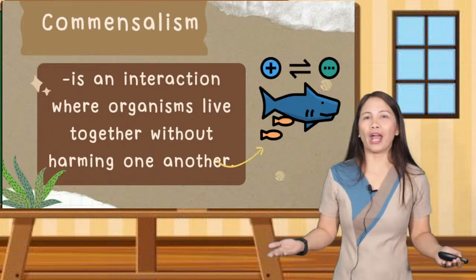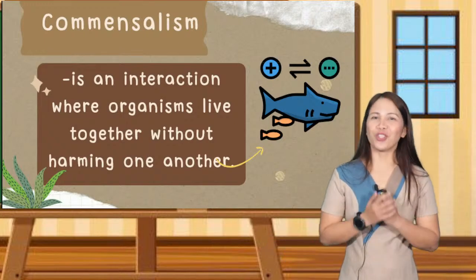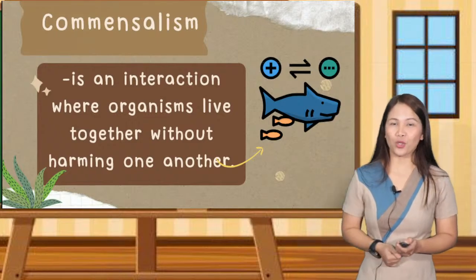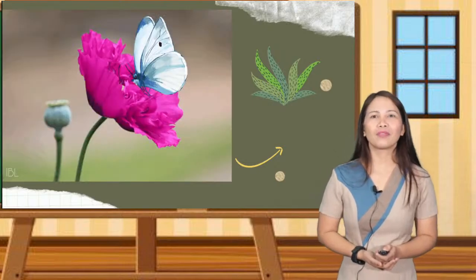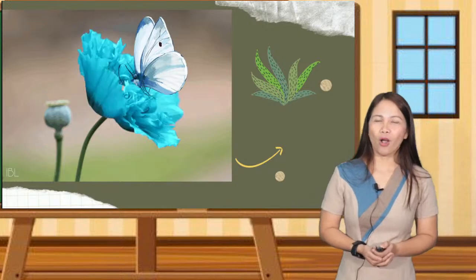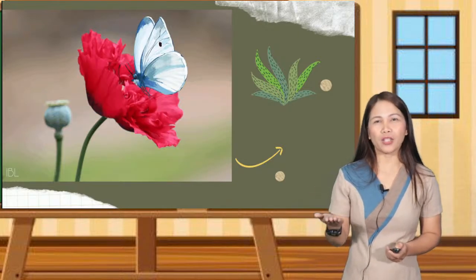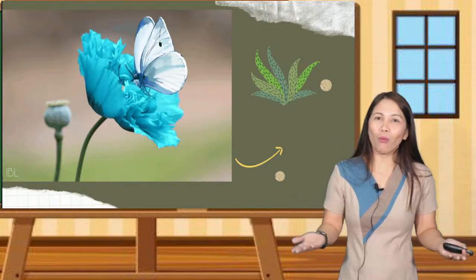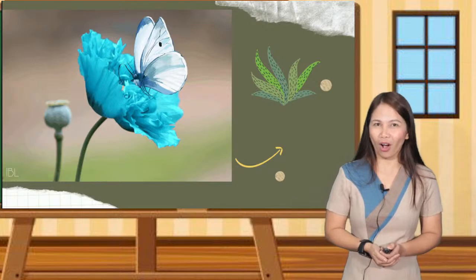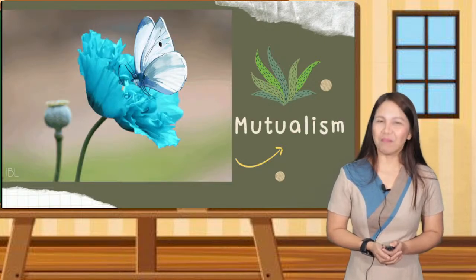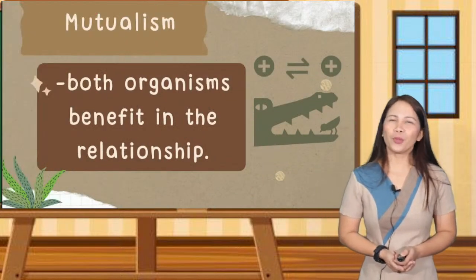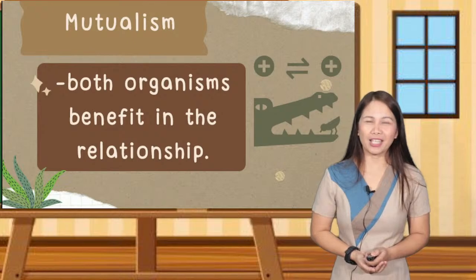Commensalism is an interaction where organisms live together without harming one another. Let's try another one. What can you see in that picture? That's right. We have that the butterfly sucks nectar from the flower while the flower still blooms. And that relationship is called mutualism. That's right. So mutualism, both organisms benefit in the relationship.